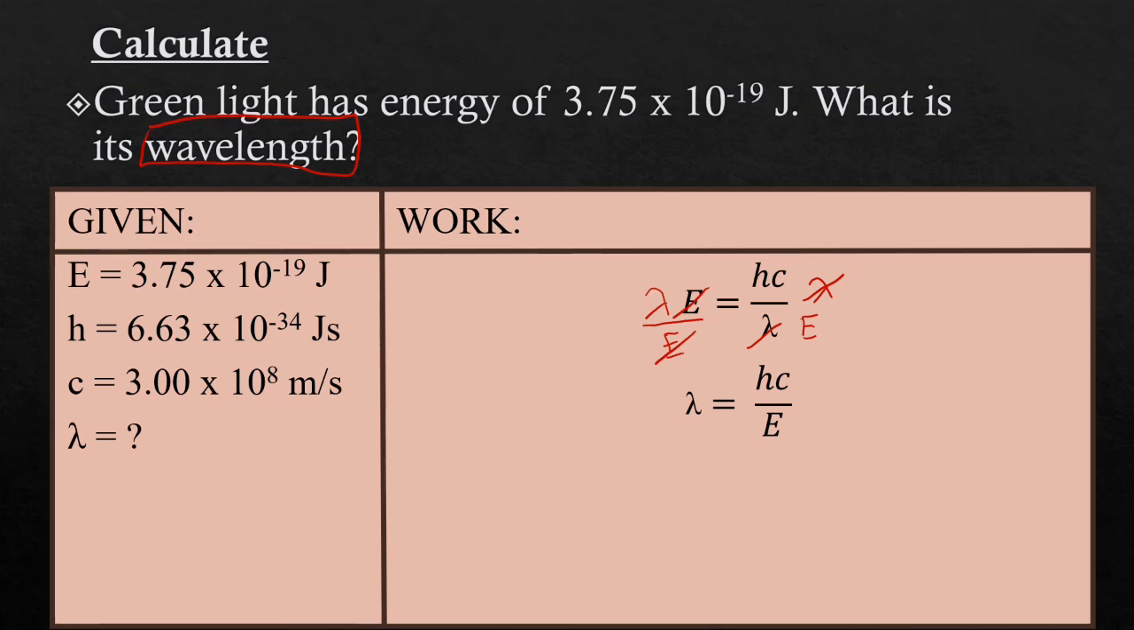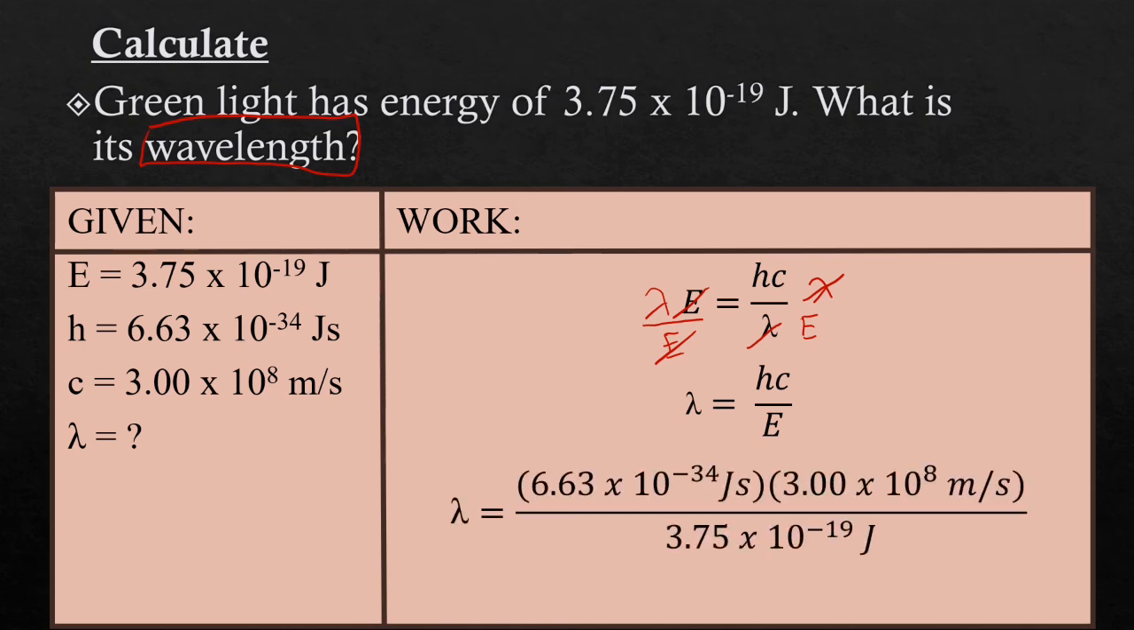Then, since wavelength is by itself, I'm plugging in my numbers. So we have joules on top, joules on bottom, just like dimensional analysis, y'all. The seconds here is on the bottom, seconds is on top, and we're left with meters, which makes sense because wavelength's unit is meters. We multiply and then we divide to get our answer, 5.30 times 10 to the negative 7 meters.